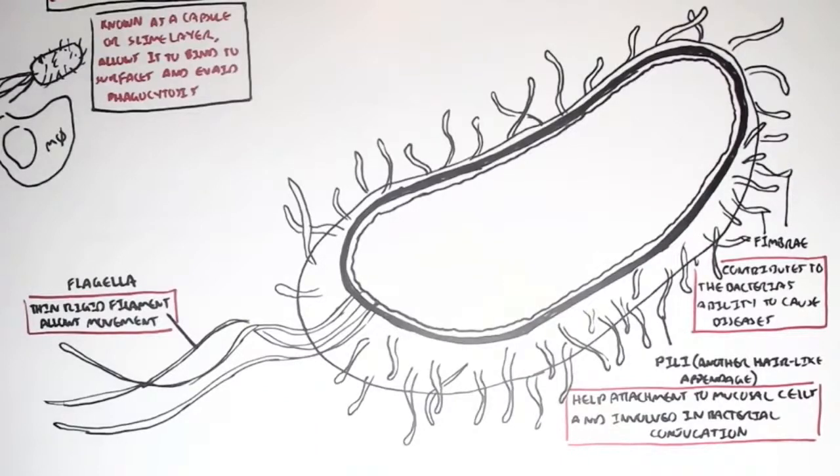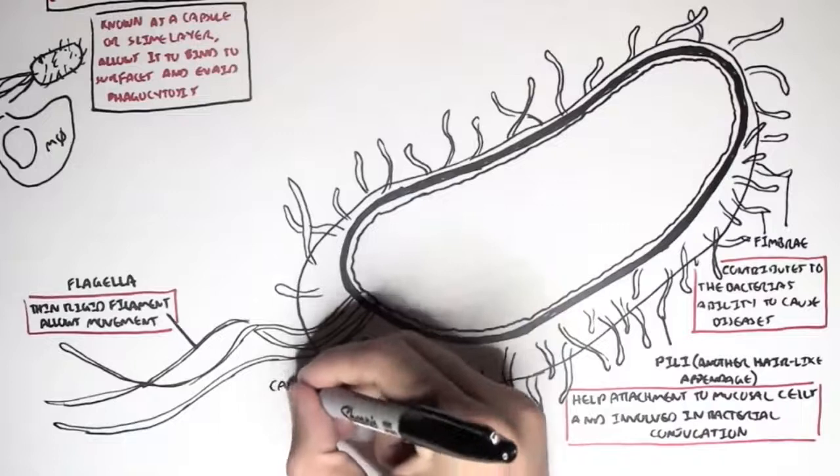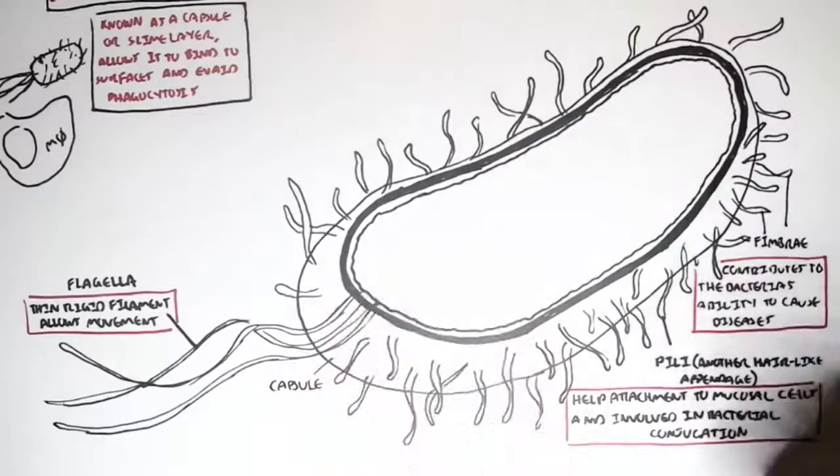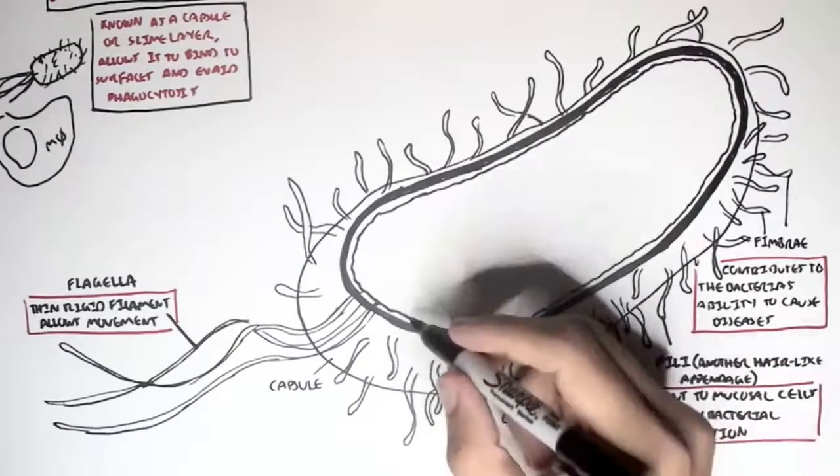Now let's look at the different layers a bacteria has. The bacteria's outermost layer is known as a capsule, and as we know, it has polysaccharides, which enable it to bind to cell surfaces and also avoid phagocytosis, such as avoiding macrophages and also neutrophils.